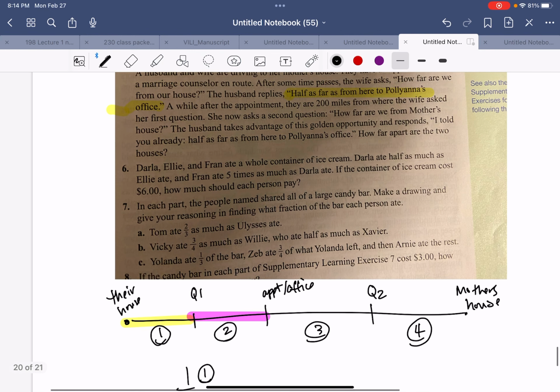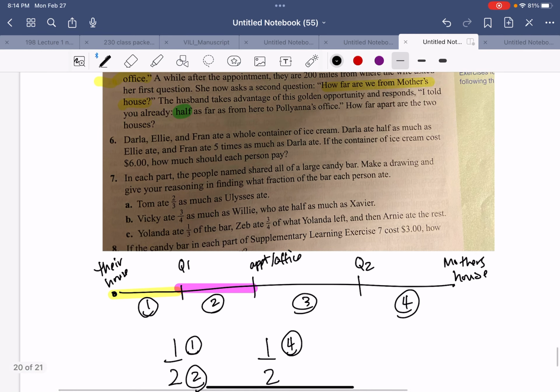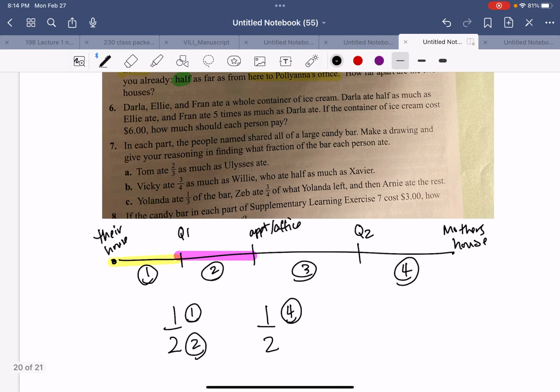Okay. Then we go back and look at the second ratio. So the second ratio is the second time he references half. So that's half, right? And that compares two things. That compares how far we are from mother's house, which is section 4. So I have half, and it compares section 4, right? From here to Pollyanna's office. So the second part is where they are to Pollyanna's office, which is section 3.